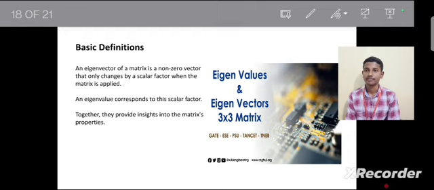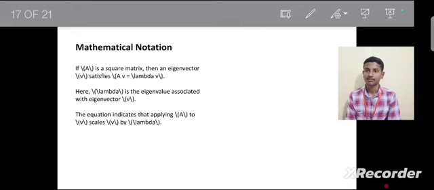Basic definitions. An eigenvector of a matrix is a non-zero vector that only changes by a scalar factor when the matrix is applied. An eigenvector corresponds to the scalar eigenvalue. Together, they provide insights into the matrix properties.